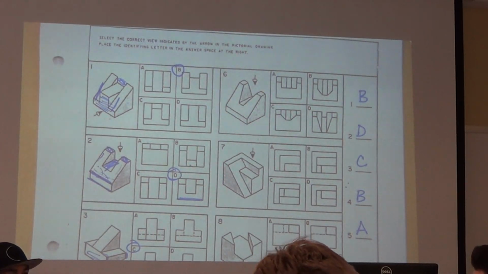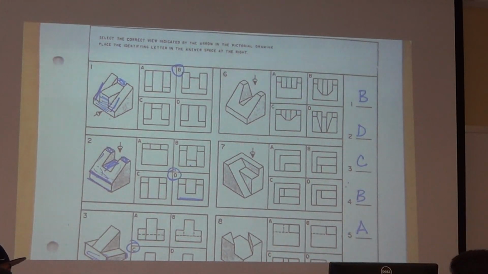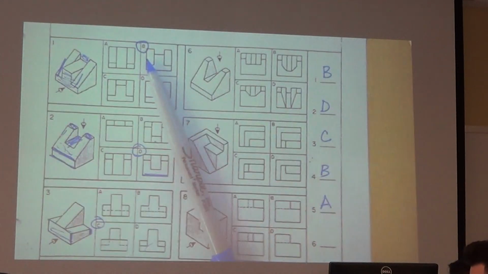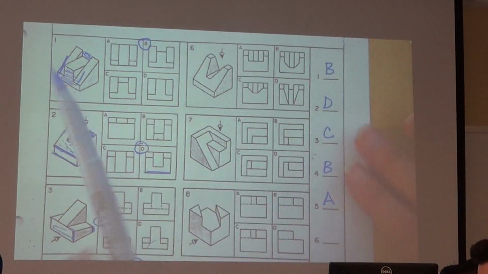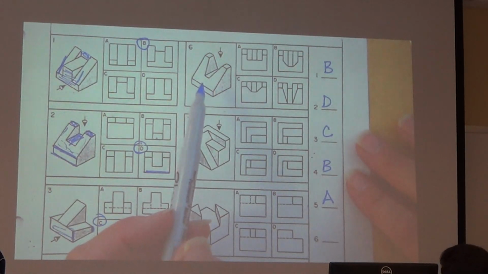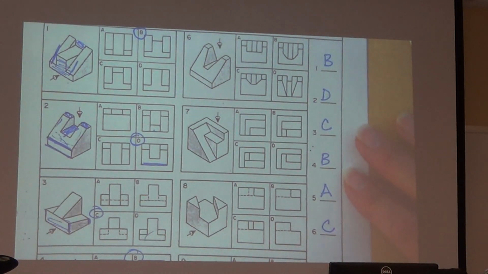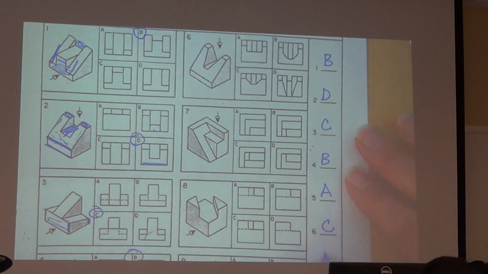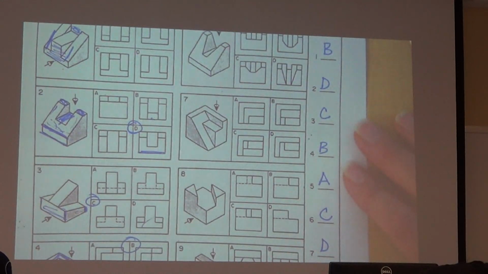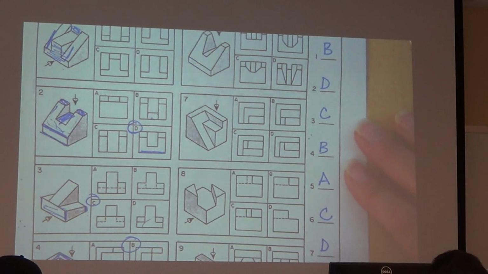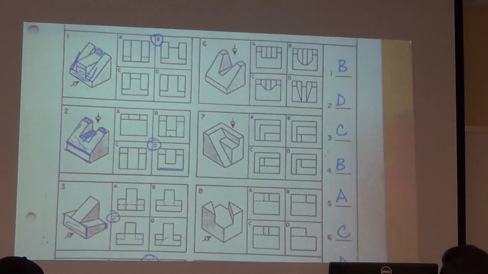Okay, let's go through the rest. Number 6. Yeah. Okay. 6 is what? C? Everybody agree? Okay, how about 7? D? How about 8? I'm sorry, again? Oh, okay. B? A? Okay, let's take a look.